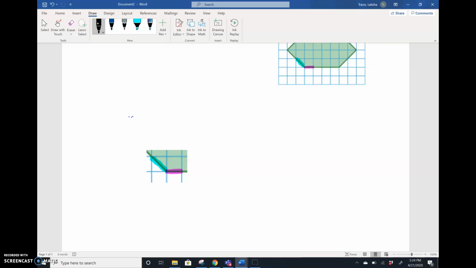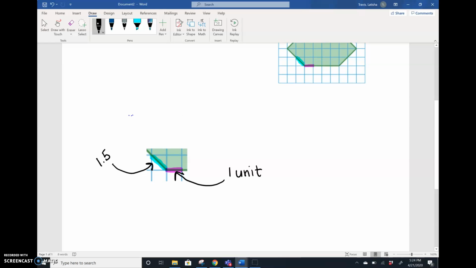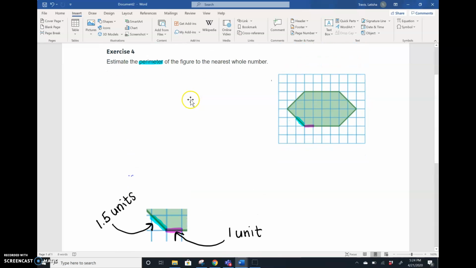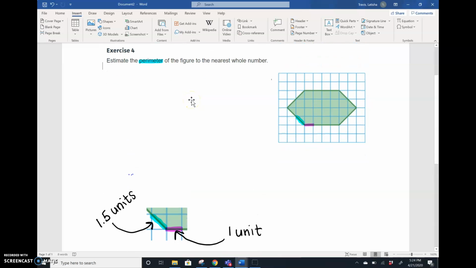The pink line, the line that is not diagonal, has a length measurement of 1 unit. Then you have the diagonals. The diagonals, the ones I have highlighted in blue, the ones that run through the center of the grid squares, are 1.5 units in length. Each one of those counts as 1.5 units.